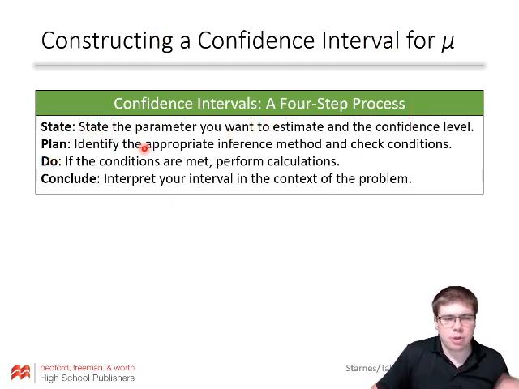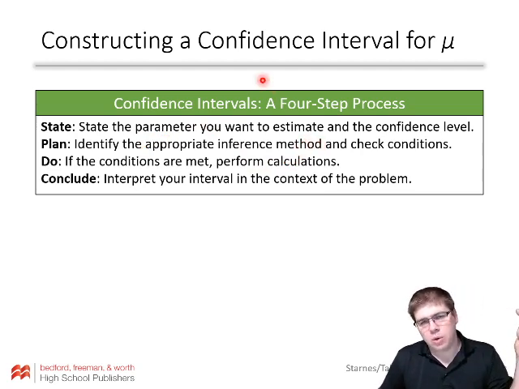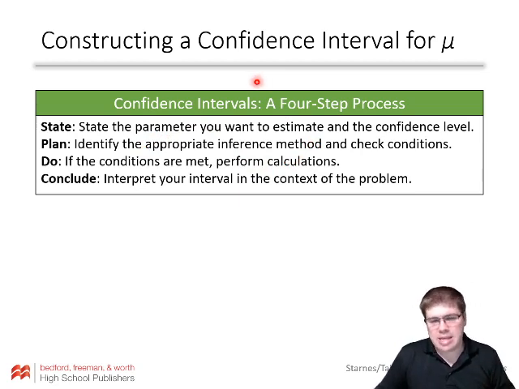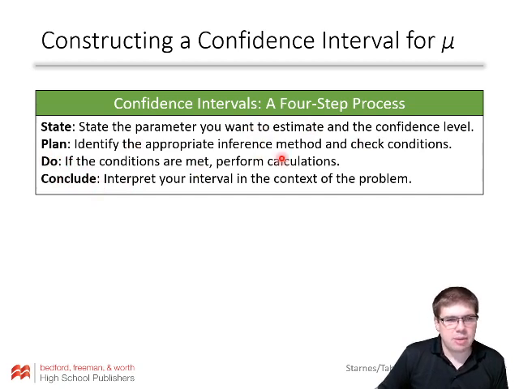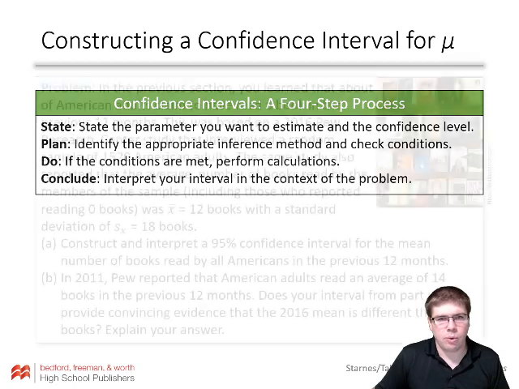State the parameter you want to estimate and the confidence level. Then there's the plan step where you identify the appropriate inference method. Now we've added a new method. We've got the one proportion z interval from section 8.2. In this section, we're going to be doing our one sample t interval for mu. Technically, there's also a z interval if you, for whatever reason, know sigma. That one kind of exists. We'll never really do it, but it's most often the one sample t interval for mu. And then do, if the conditions are met, perform calculations, then you do the math, and then you interpret in context. So let's go on through one of these.